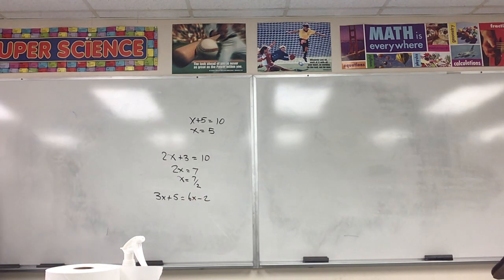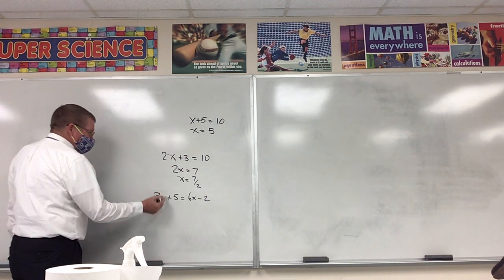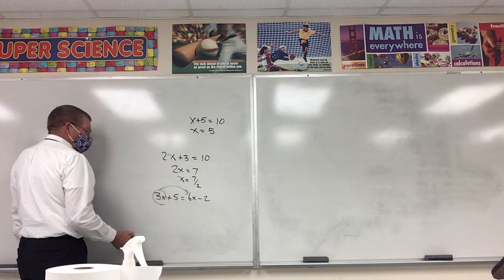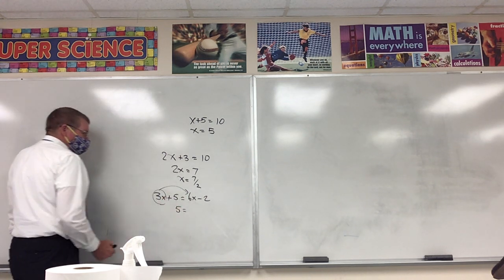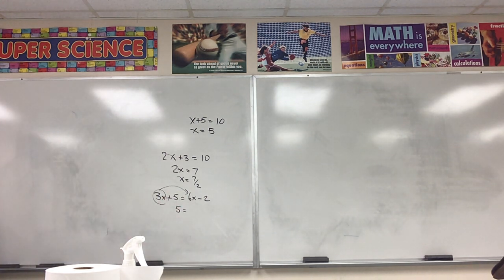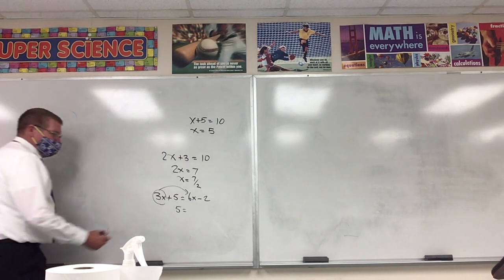Here, when we have more than one variable involved, we want to simplify each side. So each side is simplified. We want to get the variables together and the numbers together. I always take the smallest one to the biggest one. It doesn't matter, you can do it whichever way you want, but I always take the smallest to the biggest one. So I want to get rid of the 3x and combine it with the 6x. To move the 3x to the other side, we're going to do what? Subtract.